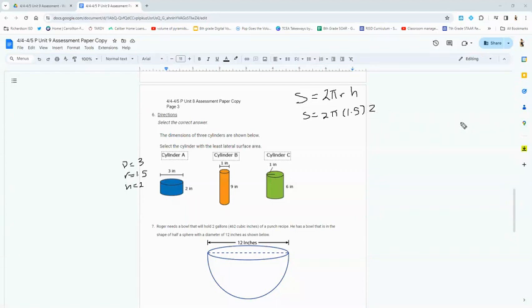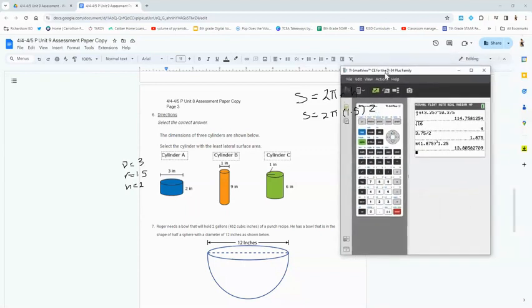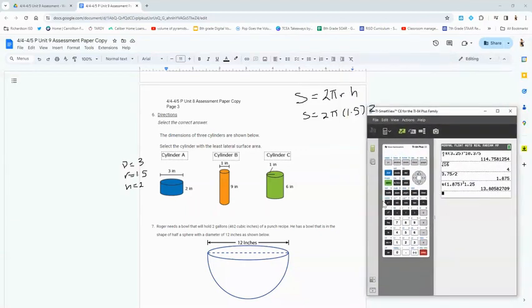Thank you. So I just wrote that, and I'm going to type the answer in. So I'm just going to do 2, second pi, parentheses 1.5, close the parentheses, and I'm going to put 2 as a height. And we have the lateral surface area for this one being 18.8. So I'm going to put that down here, 18.8.